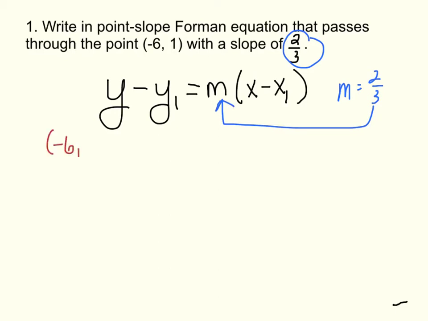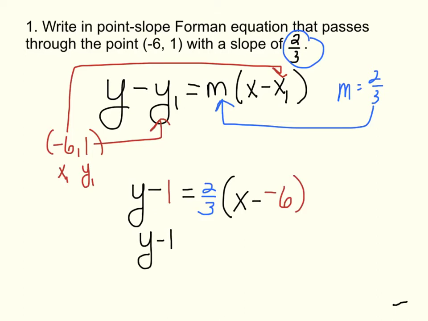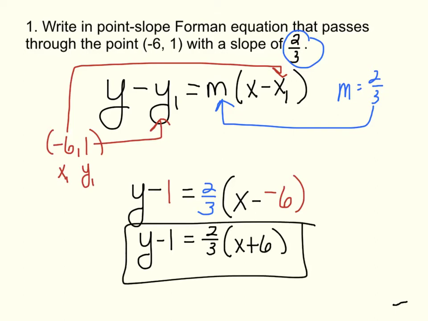Your negative 6, 1 is your point. This is your x, this is your y. The x gets plugged in here, the y gets plugged in here. All you do is now just plug everything in. Y minus 1 equals your slope, which is 2/3, times x minus your x value, which is negative 6. Now just simplify. Y minus 1 equals 2/3 times x plus 6. That is your answer. You are done.